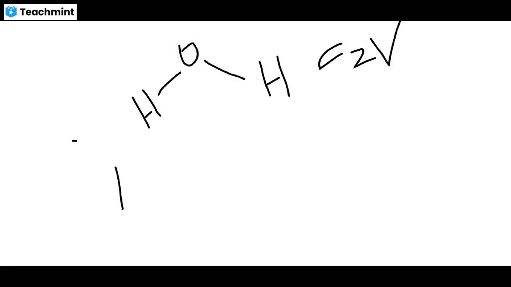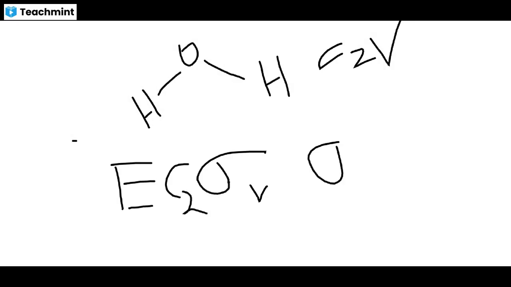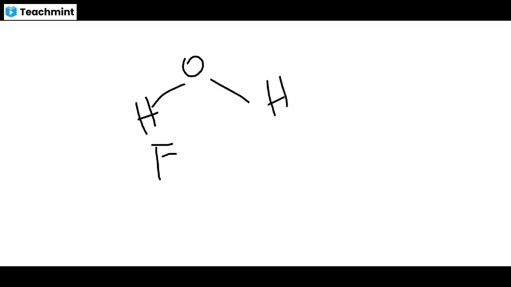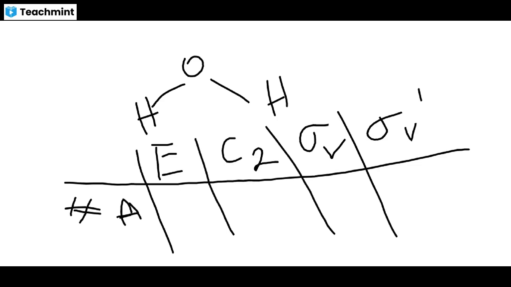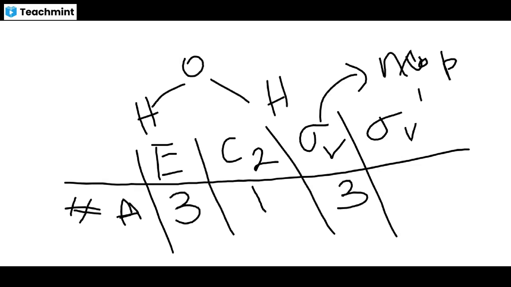Then you find the symmetry elements present: E, C2, sigma v, sigma v prime. These are the 4 symmetry elements. Then perform each symmetry element on this molecule and find the unchanged atoms. For identity, the number of unchanged atoms is 3. For C2, the number of unchanged atoms is 1. Sigma v is the molecular plane, so 3. Sigma v dash, 1.